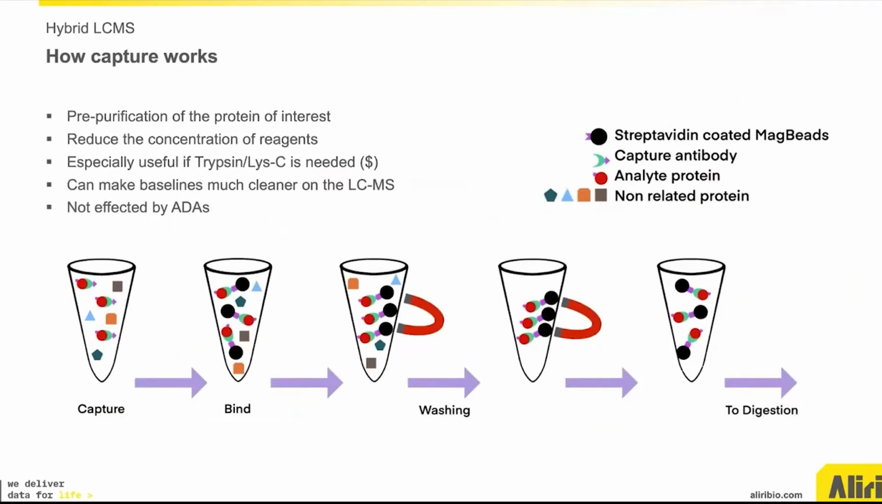Overall, the process is to first capture the analyte of interest with the antibody. You then take that antibody and bind it to a solid support, usually through a streptavidin type linkage, and that can be either on magnetic beads or some kind of a resin. You then wash away any of the extra biological material and then release it from the solid support in order to go on to the digestion.